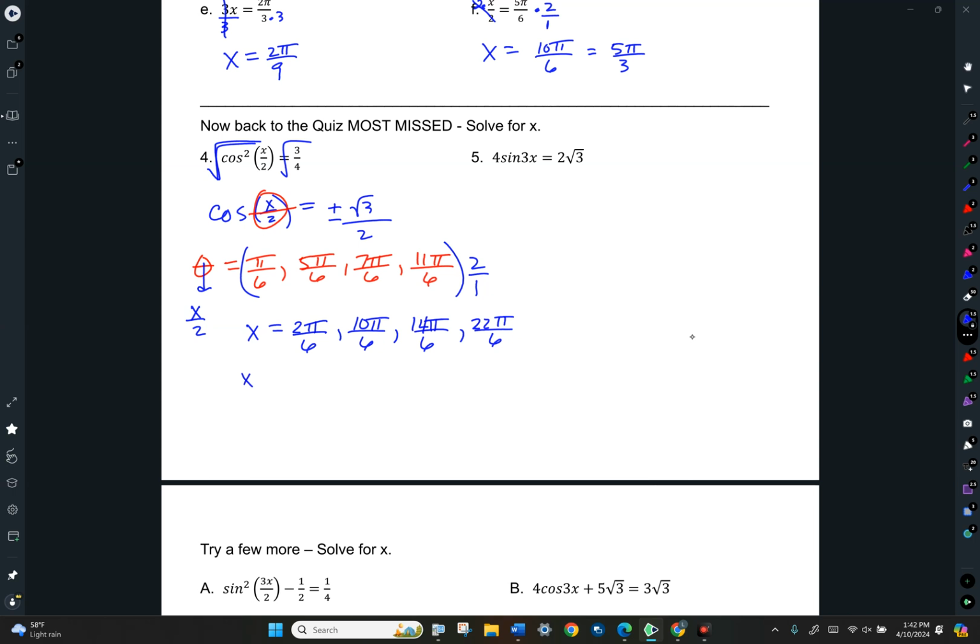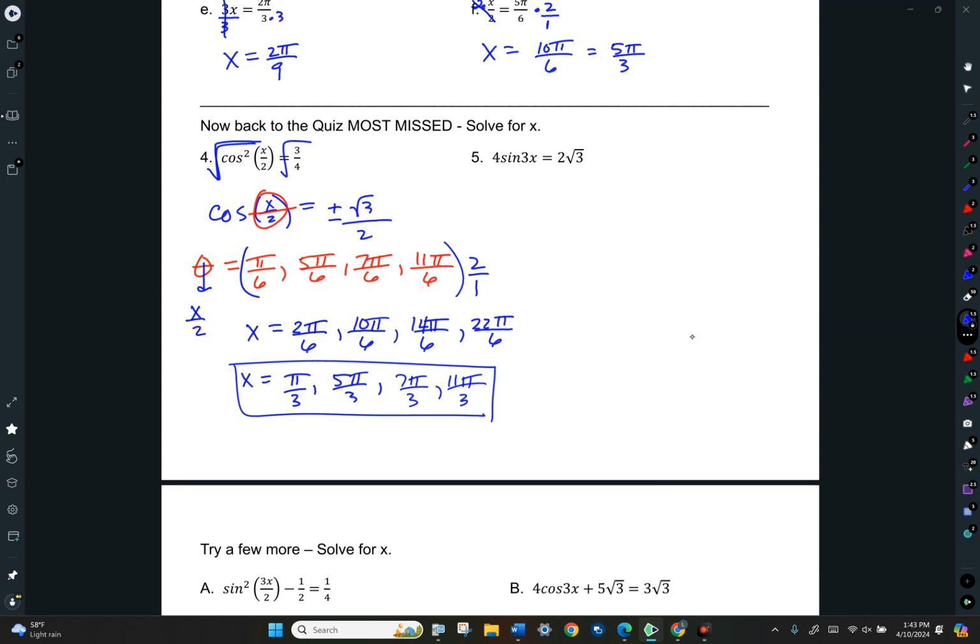And since I'm giving you another chance on these, when we take our skills check on Monday or Tuesday, I'm expecting you to simplify this and say your final answer then would be pi over 3 or 5 pi over 3 or 7 pi over 3, or 11 pi over 3. And that would be our final answer.